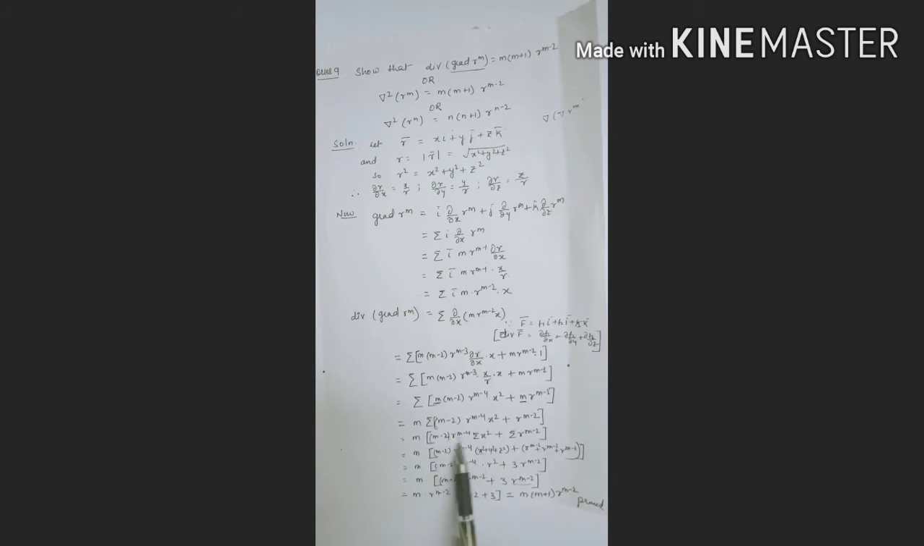Here also this term is common. Summation will be given for x square. Next, if you remove the summation, you should write there x square plus y square plus z square.